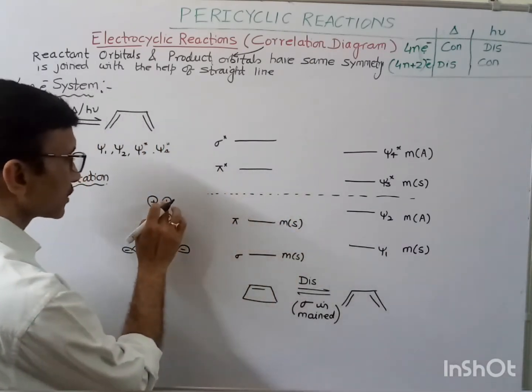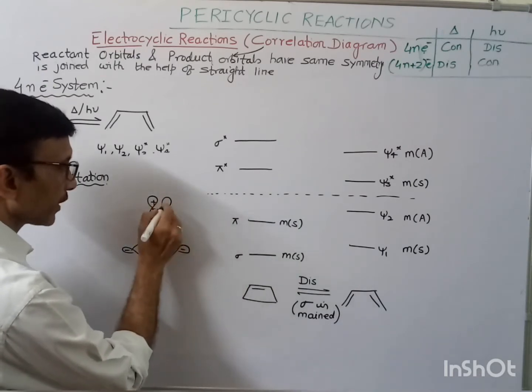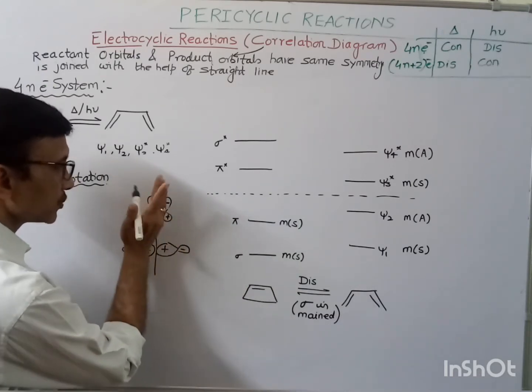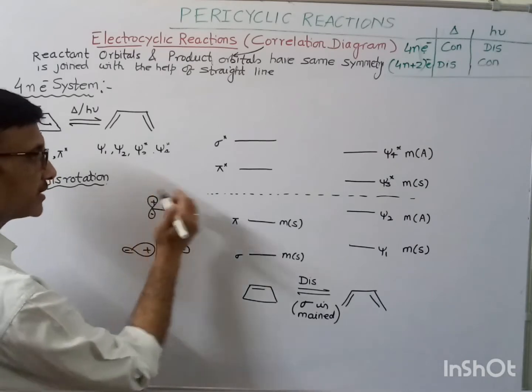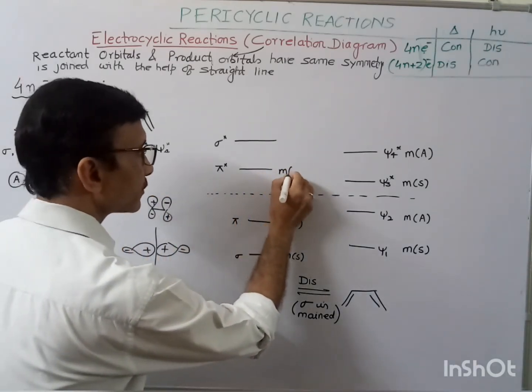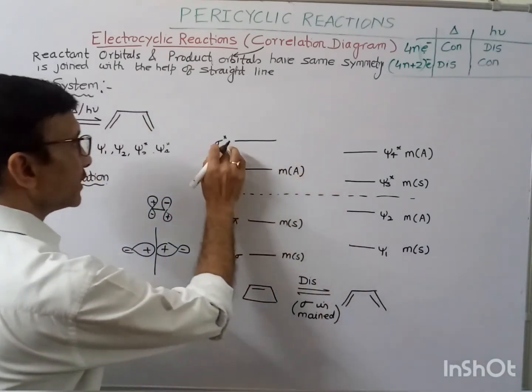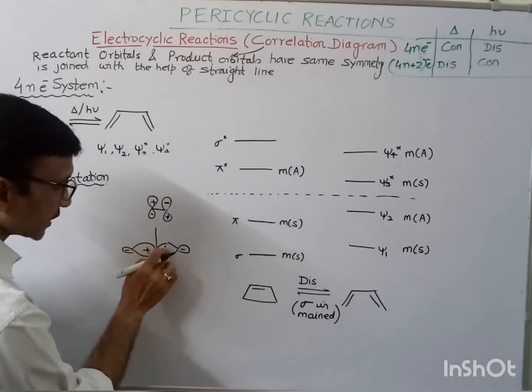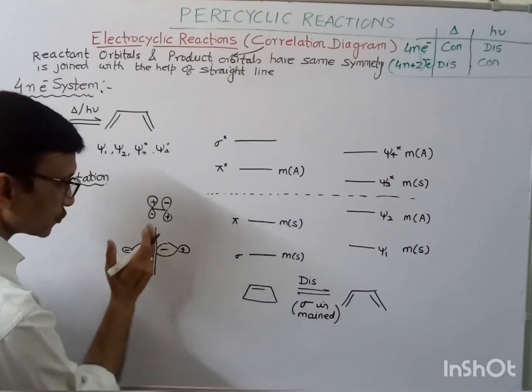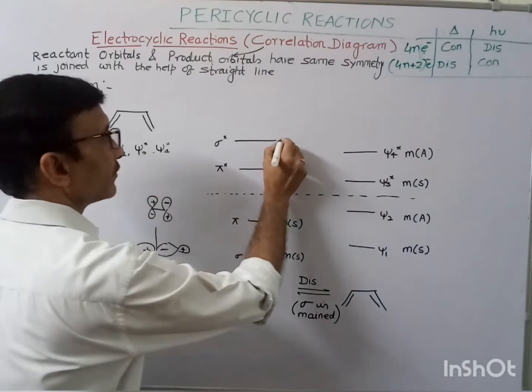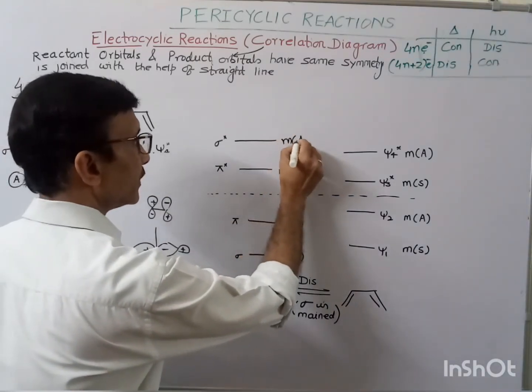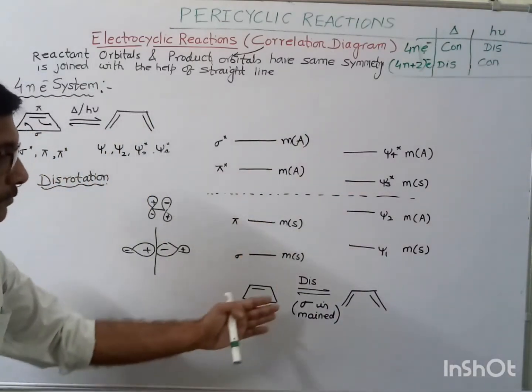And psi star, pi star, it means this will be minus, this would be plus. So if you pass the mirror plane, then it is anti-symmetric with respect to the mirror plane. And sigma star, one plus, another minus, and this will be plus. So this is also anti-symmetric with respect to the mirror plane.